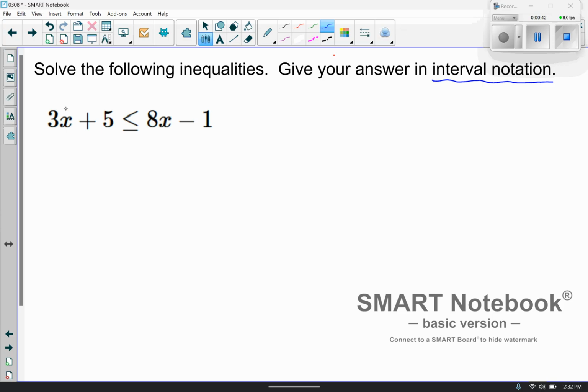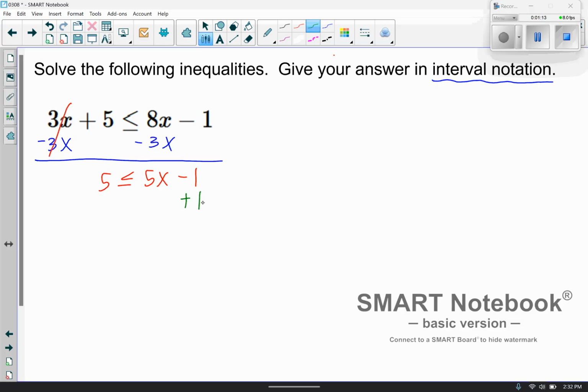So first thing I want to do is isolate the variable to a single side of the inequality. So I could subtract 3x from both sides or 8x. I'm going to go ahead and subtract 3x from both sides. If I were to subtract 8x, that would be okay. It would look a little different as I work through it, but we would end up with the same result at the end. So I had 8x, take away 3x, that'll leave me with 5x, and then I have that minus 1. And now I want to isolate that variable completely.